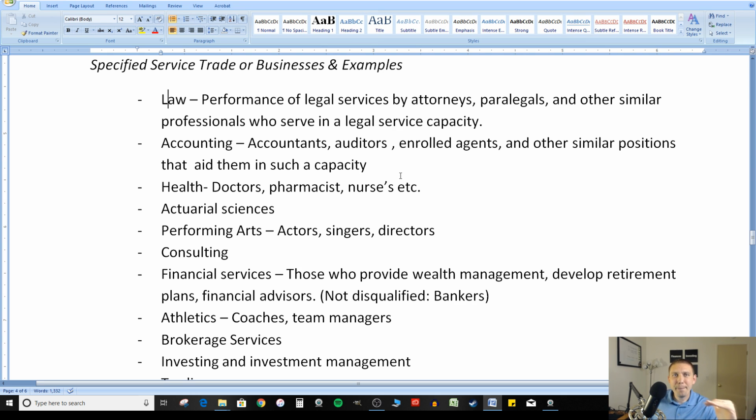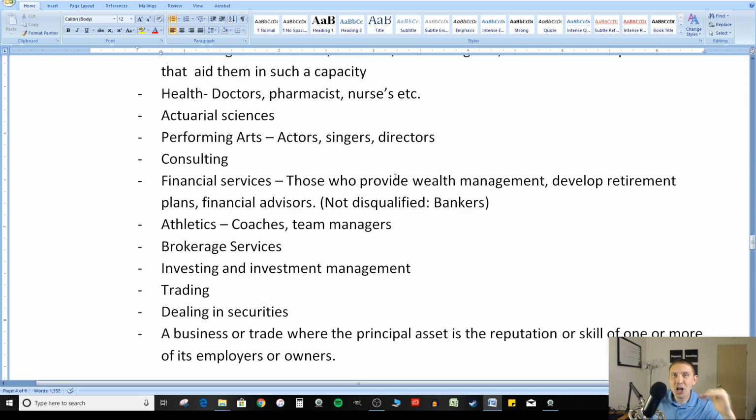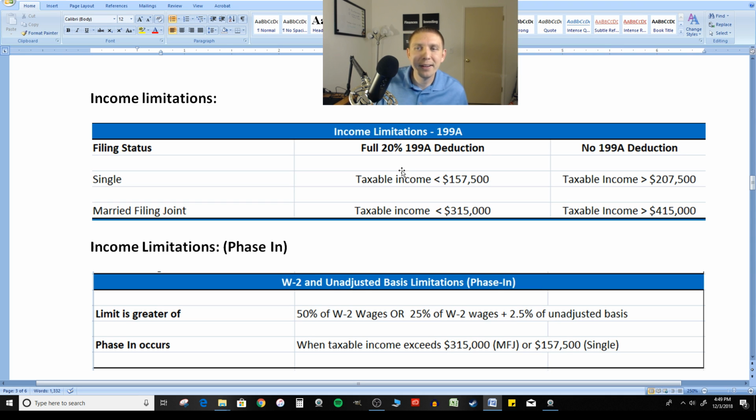So I'm going to stop reading this list. You guys can read it in your own time, read through it. There's a lot of different professions that would fall under this category as specified service, trade, or business. So now that we've looked at some examples of that, there's one more thing now that will make a lot more sense. Let's go back up to this income limitation thing, which we were talking about up here.